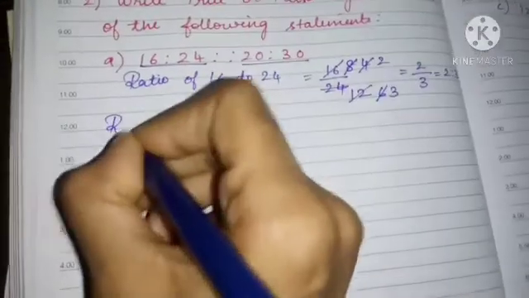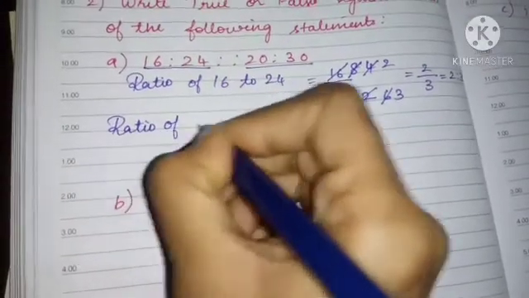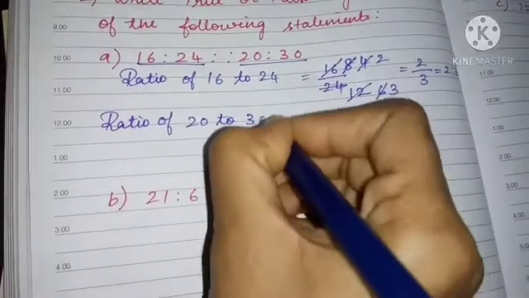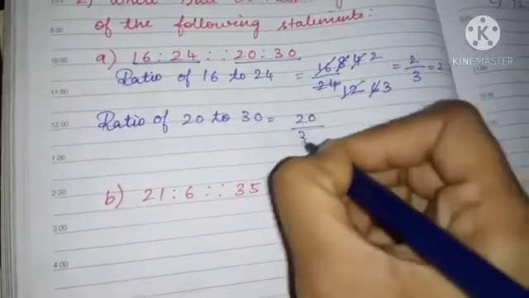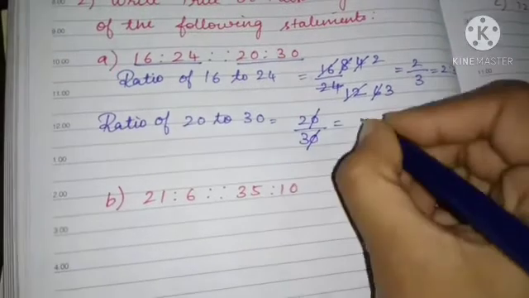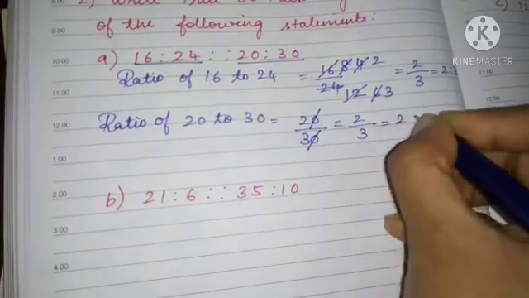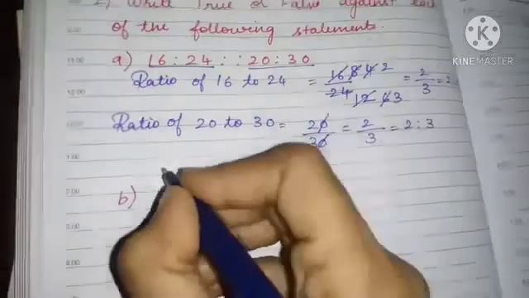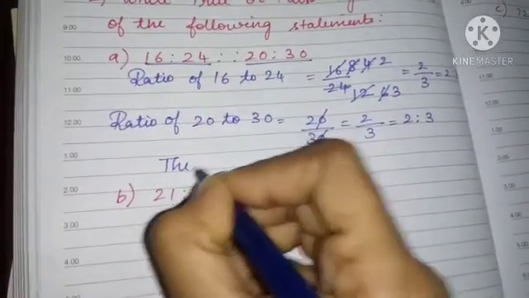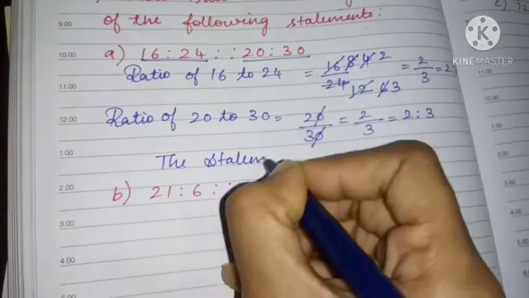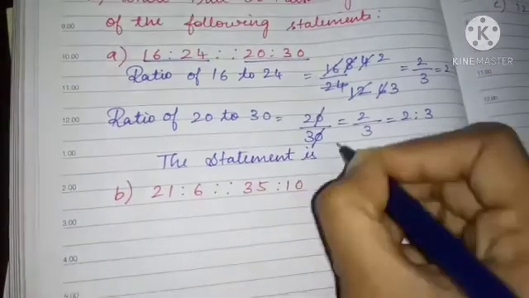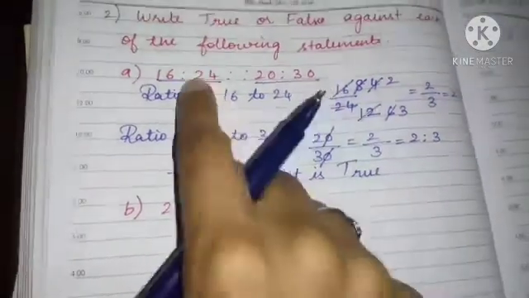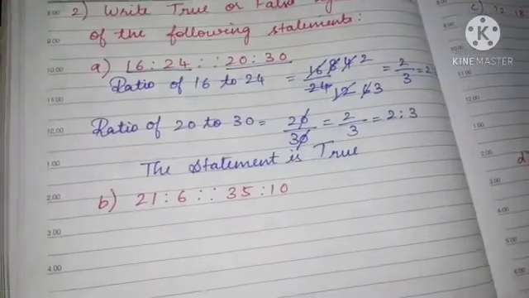Okay. Next, the ratio of 20 to 30. So 20 divided by 30, 0 and 0 cancel. You are getting 2 by 3, which is nothing but 2 is to 3. So both the ratios are equal. So we say that the statement is true. Okay, the statement is what, children? True, because they are in proportion. So the given statement is true.